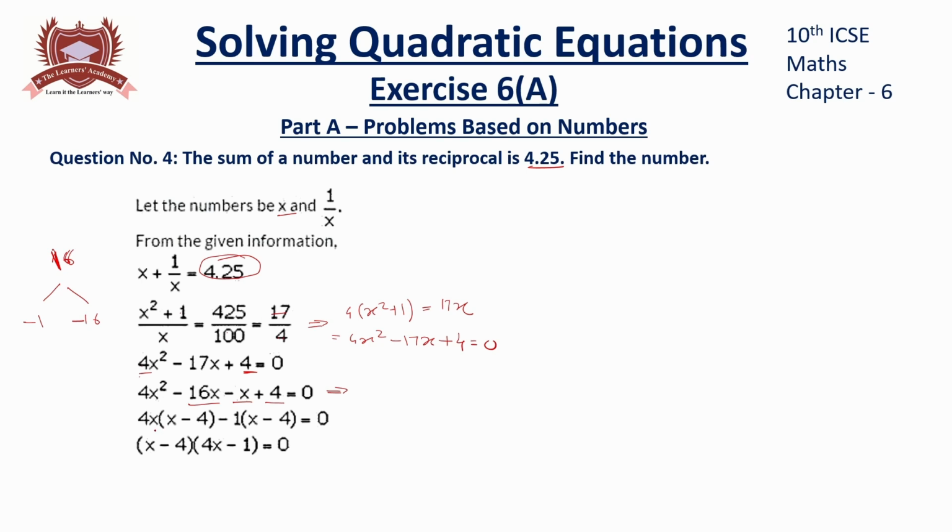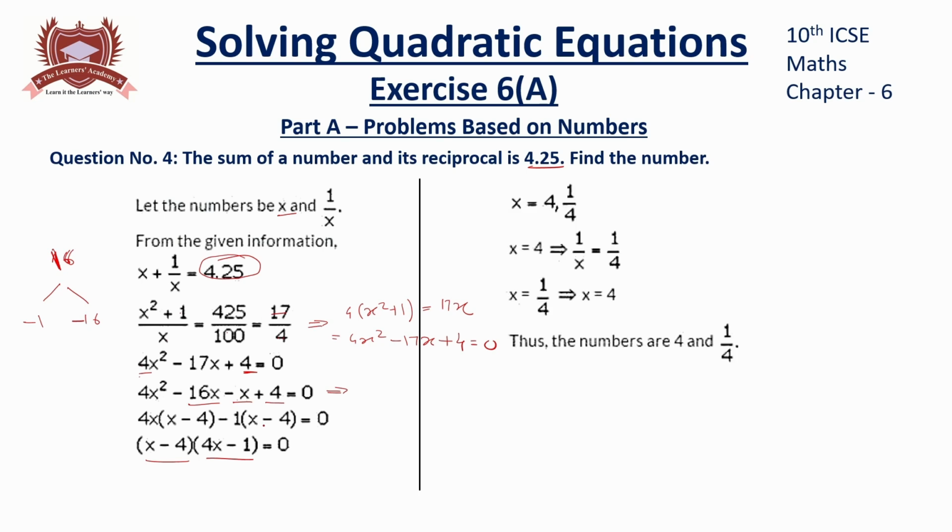In the first, 4x is common, so we end up with 4x times x minus 4. In the second, -1 is common, so it is 1 times x minus 4 is equal to 0. What is common is x minus 4, multiplied by 4x minus 1 is equal to 0. Now in the next part, comparing, we get x is equal to 4 and x is equal to 1 by 4. So if x is 4 then 1 upon x becomes 1 by 4, and if x is 1 by 4 then the other becomes 4. So effectively the numbers are 4 and 1 upon 4.